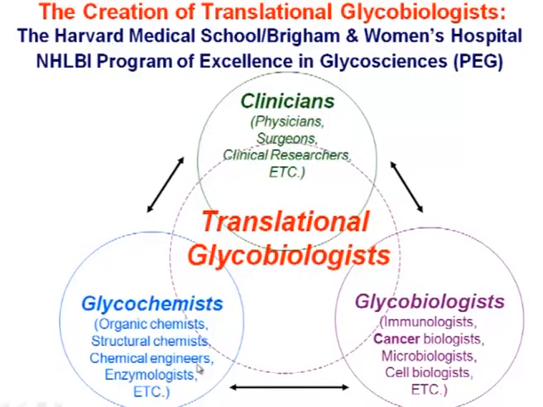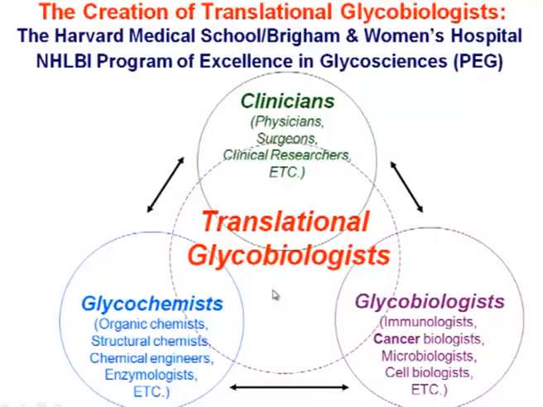However, glycosciences is comprised of glycochemists and glycobiologists. The glycochemists are the organic chemists, the structural chemists, chemical engineers, the enzymologists, and the glycobiologists are immunologists, cancer biologists, microbiologists, cell biologists, all forms of biologic inquiry that also intersect glycoscience.